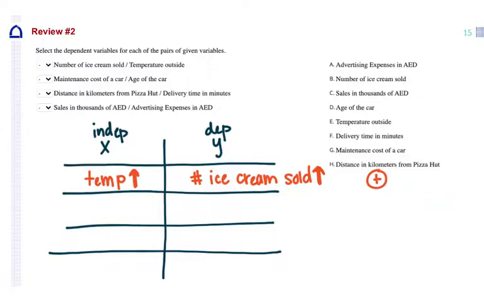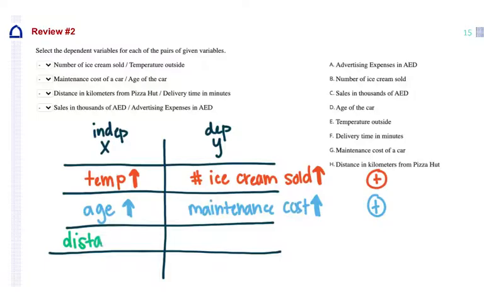All right, let's look at the next, maintenance cost and age of the car. Well, I predict that the age is what affects the maintenance cost, how often and how much you have to spend to fix it. And I predict that the older your car is, the more you're going to have to spend each year. The more stuff will break, the more you'll have to spend to fix it. So again, this would be a positive relationship. As one goes up, the other goes up. Distance from Pizza Hut and the delivery time. Well, I think the distance is what comes first, and that affects your delivery time.